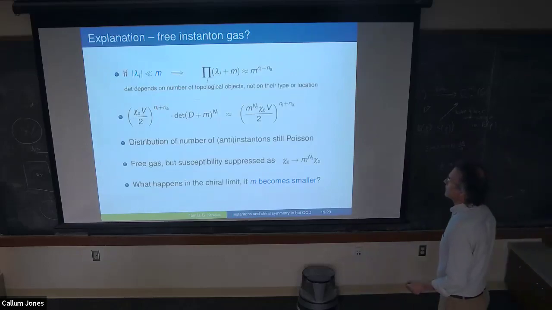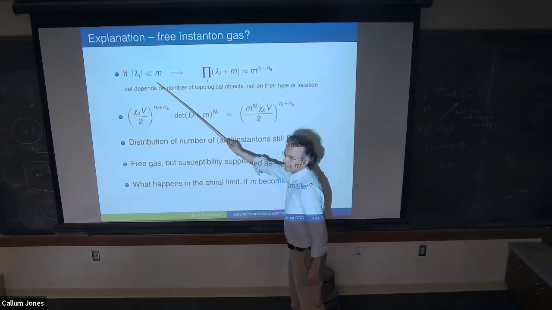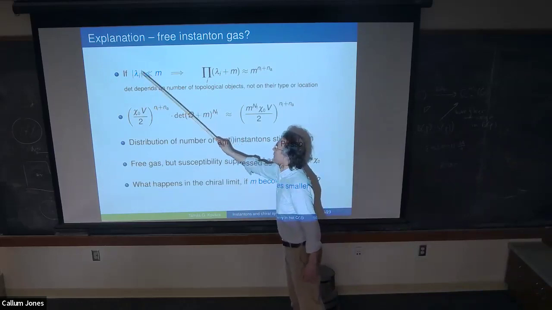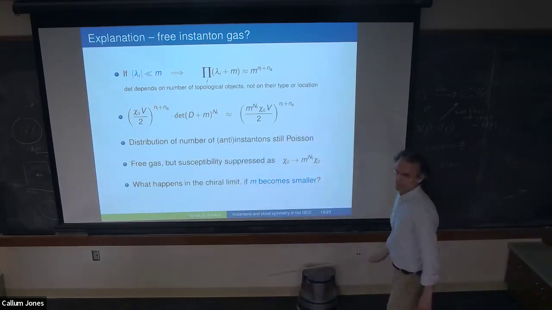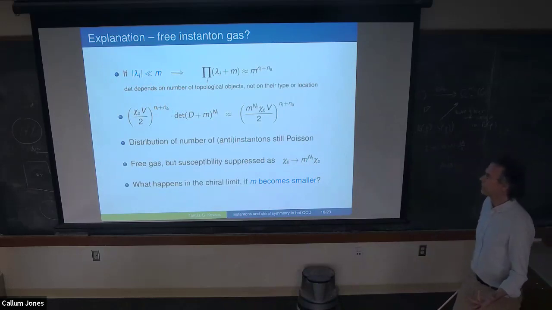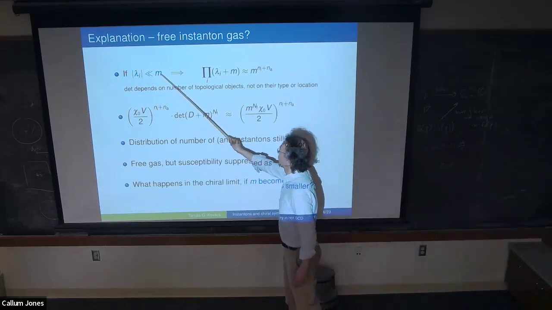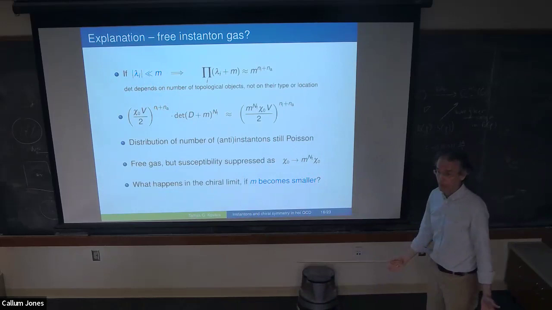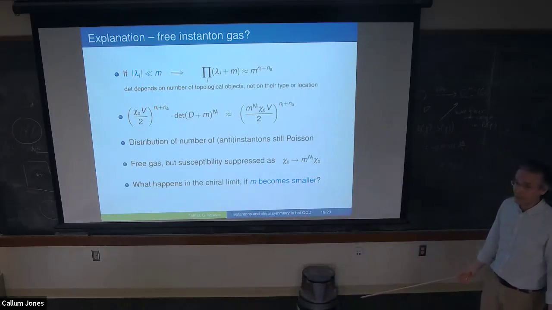But the question is that I assumed this, right? I assumed that the eigenvalues are much smaller than the quark mass, and I'm taking the chiral limit, so I'm bringing the quark mass to 0. What is going on? Is this still true when I go with the quark mass to 0? How can this be true?